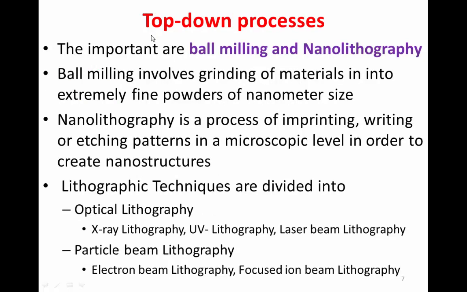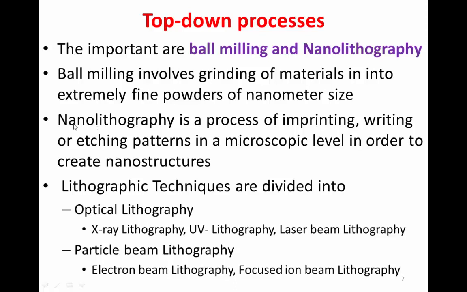Now, let us see the top-down processes. The important top-down processes are the simple ball milling process and the sophisticated nanolithographic techniques. The ball milling involves grinding of materials into extremely fine powders of nanometer size. It is simple grinding in a desired enclosure. On the other hand, nanolithography is a bit complicated, a sophisticated technique.